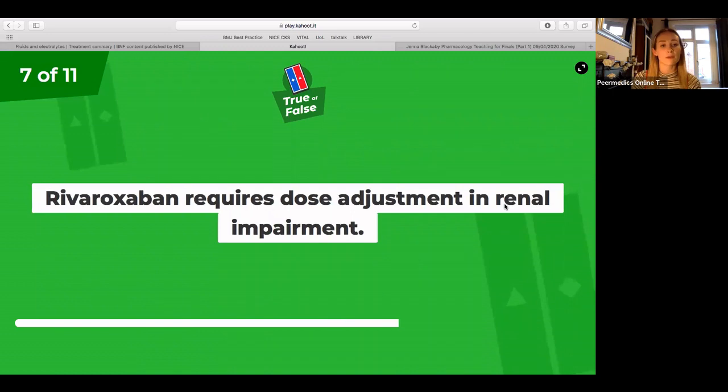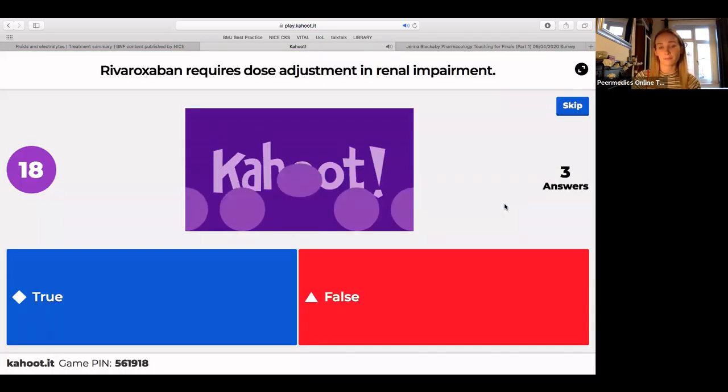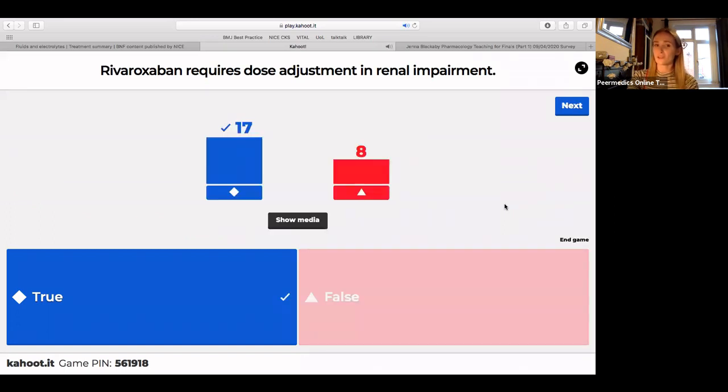So true or false, Rivaroxaban requires dose adjustment in renal impairment. Okay, true. Yes. So Rivaroxaban is a NOAC, which does require dose adjustment. So as we said before, if your creatinine clearance is under 30, then the dose needs to be reduced. And if your creatinine clearance is under 15, then it needs to be stopped altogether.